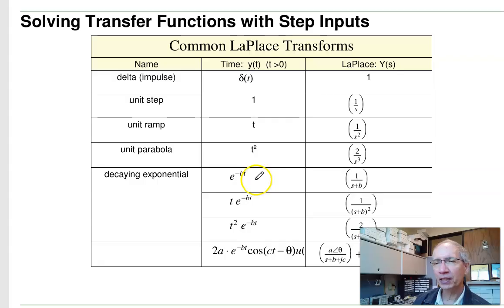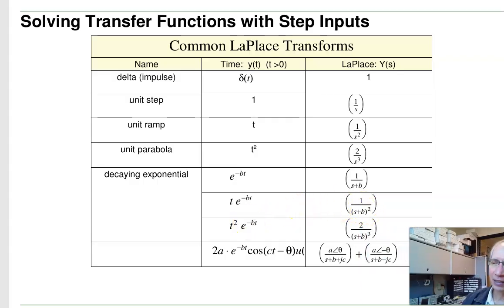e to the minus bt is 1 over s plus b. t e to the minus bt, 1 over s plus b squared. t squared e to the minus bt is 2 over s plus b cubed. And there's more of them. Go to the handbook, CRC Handbook of Chemistry and Physics. They've got 20 pages of Laplace transforms. This is going to be enough for this class. In addition, I could have complex poles. If a pole is complex, in this class it'll always have the complex conjugate as well.